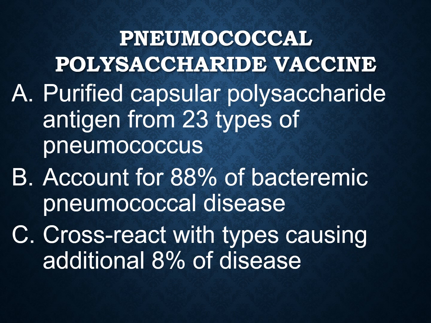Nowadays, many pneumococcal polysaccharide vaccines are available. Purified capsular polysaccharide antigen from 23 types of pneumococcus is available. It accounts for 88% of bacteremic pneumococcal disease. It can cross-react with types causing an additional 8% of disease. Nowadays, children under the age of 2 are given the pneumococcal vaccine by pediatricians.